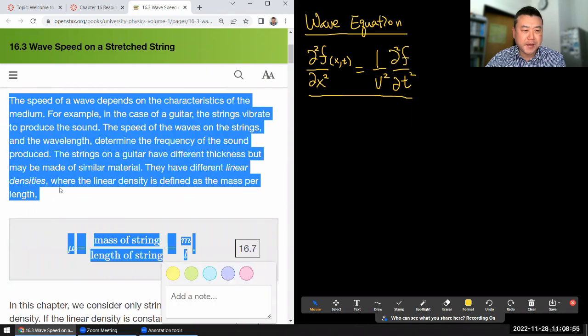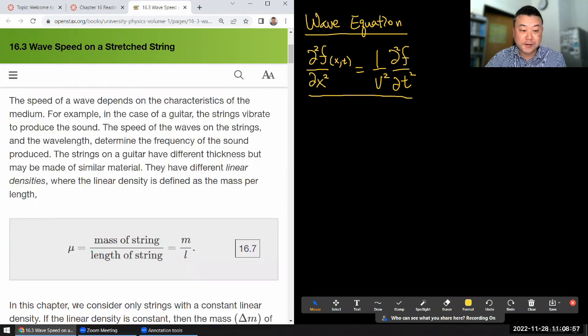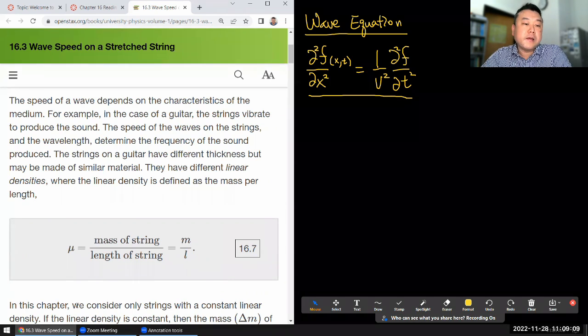This is more for just the pacing of this particular lecture session. It's not that long. It won't take too long for me to read out loud. So this is from section 16.3, wave speed on a stretched string.